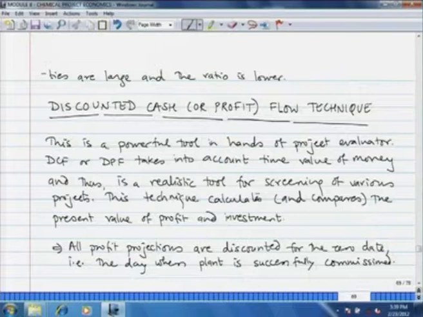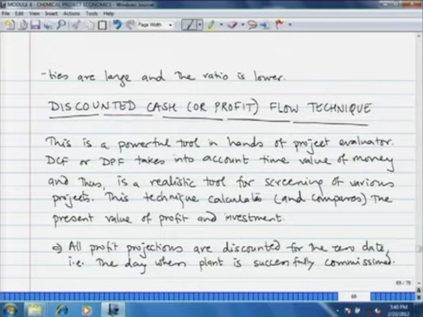Now this is a very powerful tool in the hands of the project evaluator, because it takes into account also the time value of money. So with the discounted cash or profit flow technique, you can very easily evaluate the feasibility of the project, okay? And more importantly, because it takes into account the time value of money, this tool is a very realistic tool for screening of various projects.